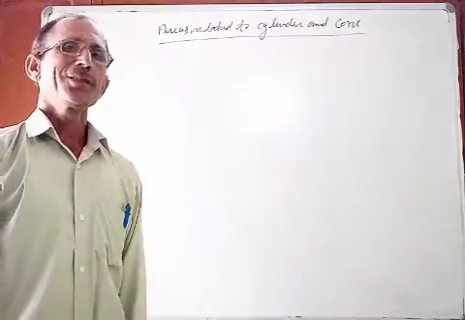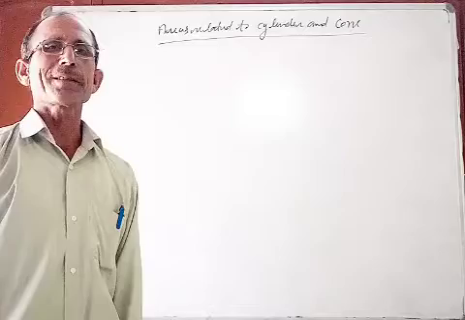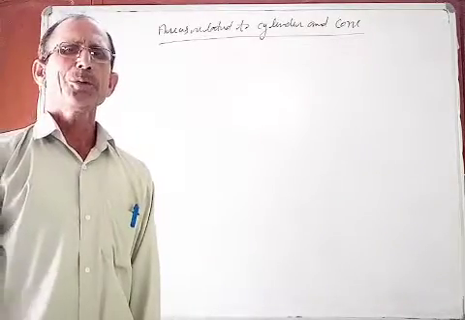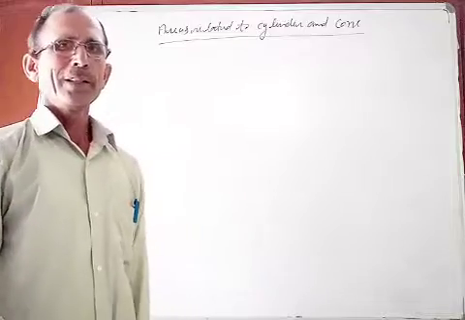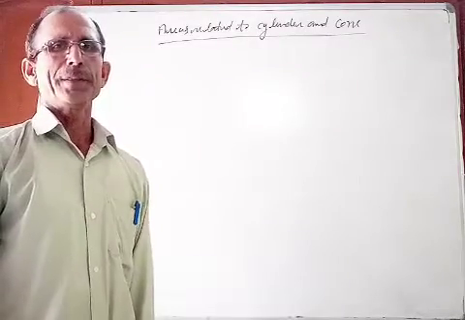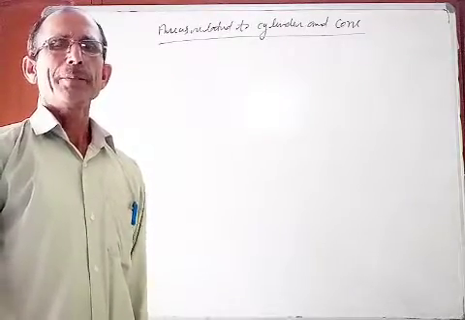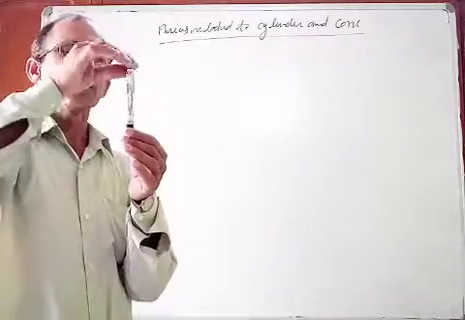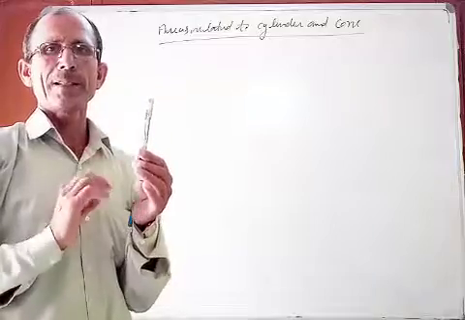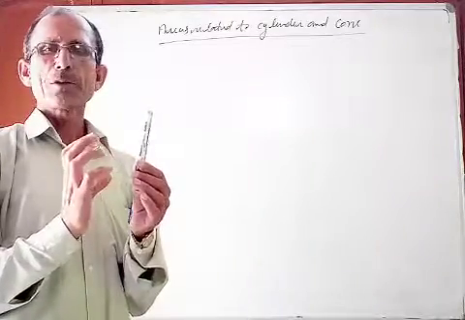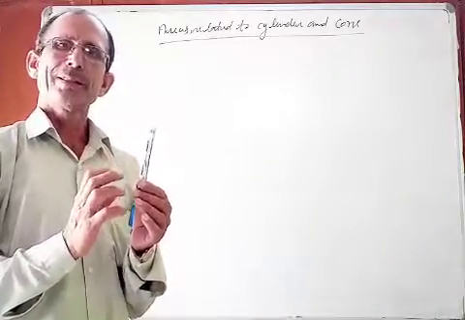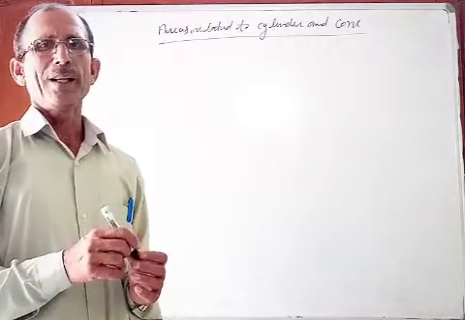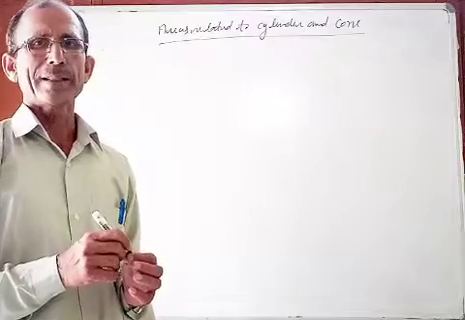Yes, friends. So today we will discuss cylinder and cone. So what is a cylinder? In your day-to-day life, you see cylinders in your home. This pen is in the shape of a cylinder, and a pipe is also in the shape of a cylinder. So how to find the total surface area of a cylinder?